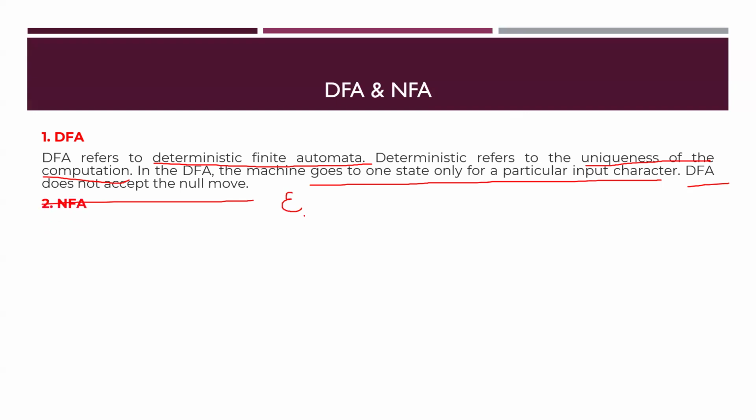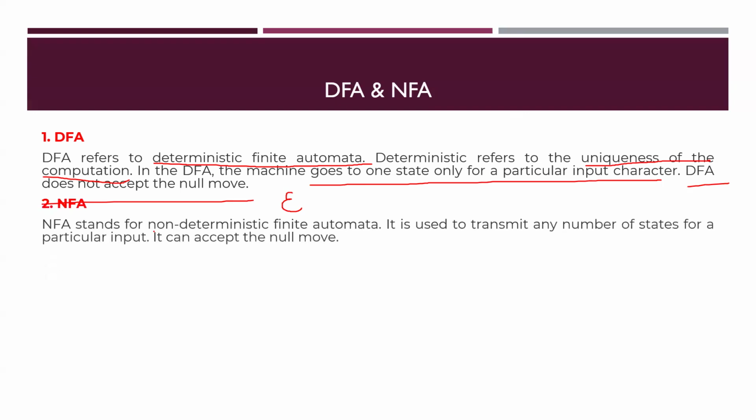Coming to what NFA is. NFA refers to the non-deterministic finite automata. With the help of NFA, you can transit to any number of states for a particular input. So that is basically the main difference between DFA and NFA. Say for example, if I'm in state Q naught and upon input symbol A I go to Q1 for DFA, I may go to Q naught as well as Q1 in NFA. So that is the difference between DFA and NFA. And another main difference is that NFA accepts null move. NFA accepts epsilon as input.